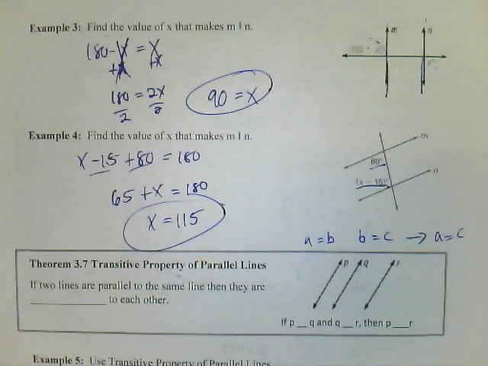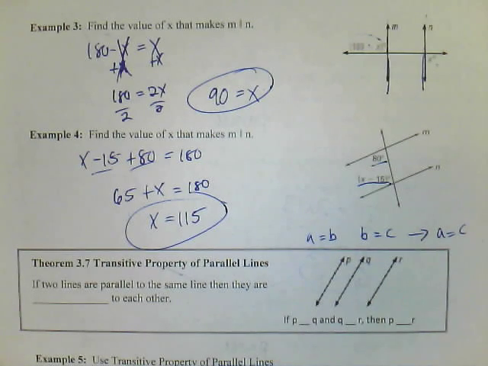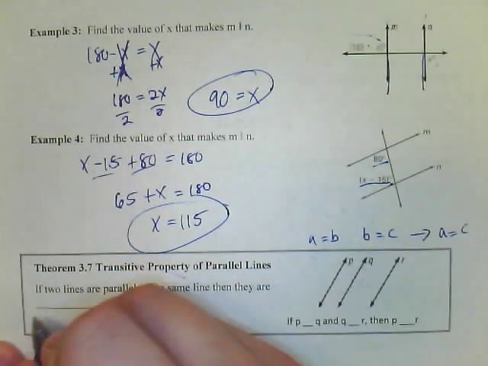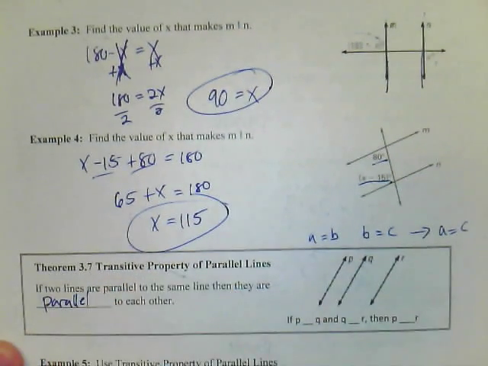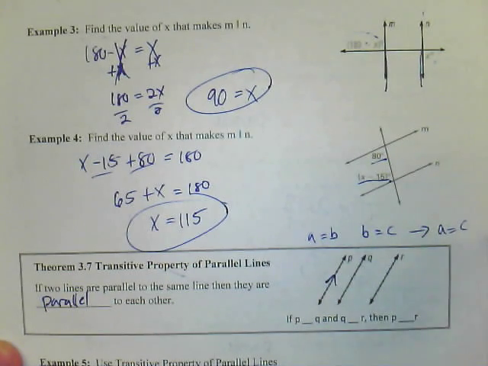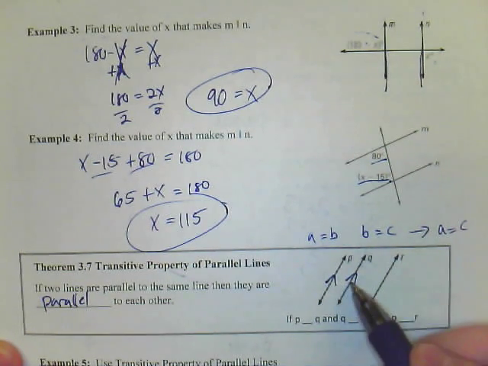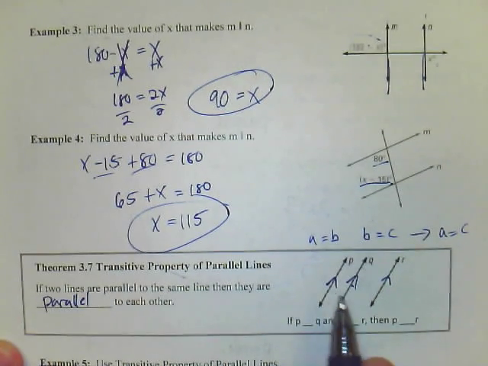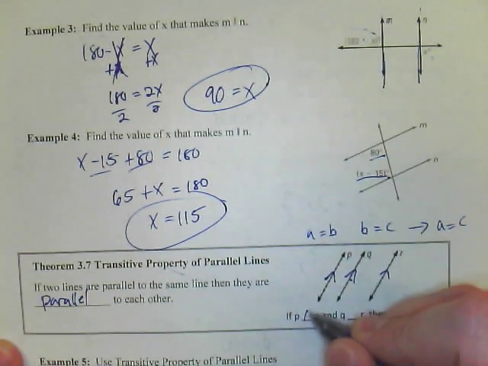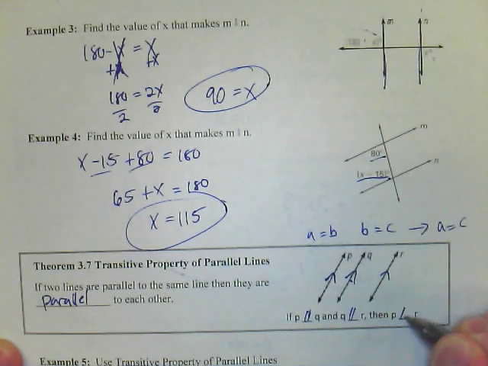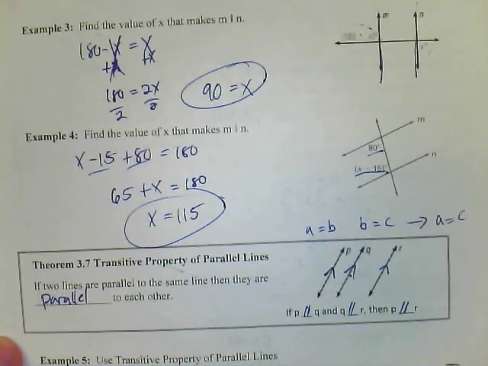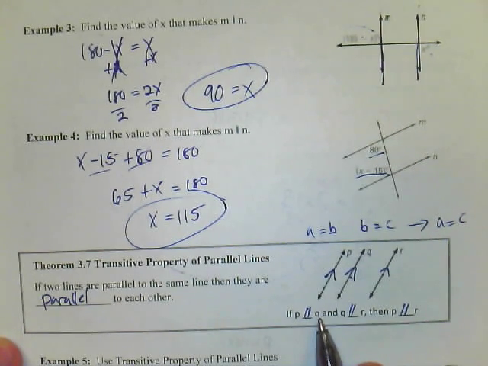So we can apply the transitive property to parallel lines too. Parallel lines will be transferred through the transitive property. So if two lines are parallel to the same line, then they must be parallel to each other. Let's say that if P is parallel to Q, and Q is parallel to R, well, that tells us that P must be parallel to R as well. Again, this double line here means parallel to. So this says that if P is parallel to Q and Q is parallel to R, then P must be parallel to R.